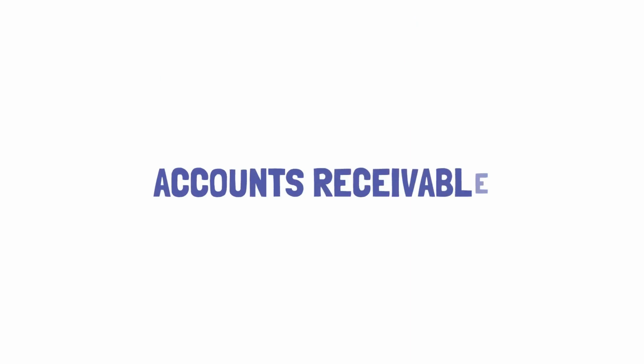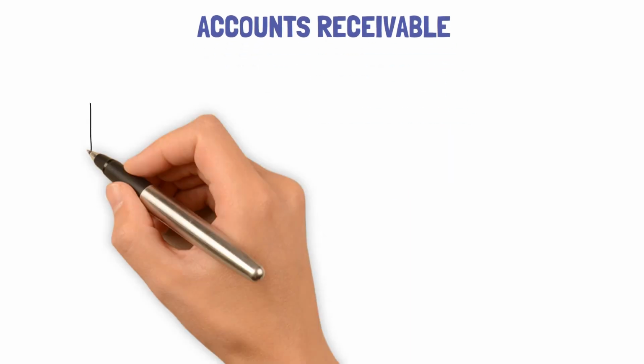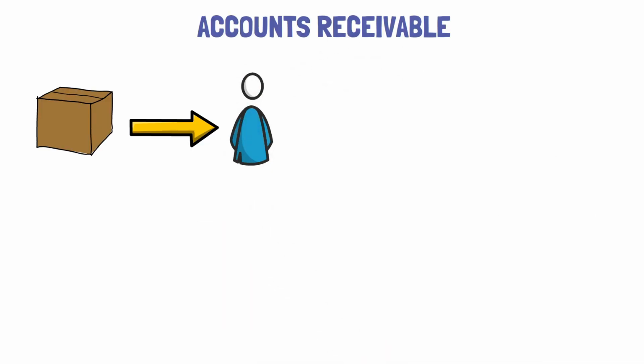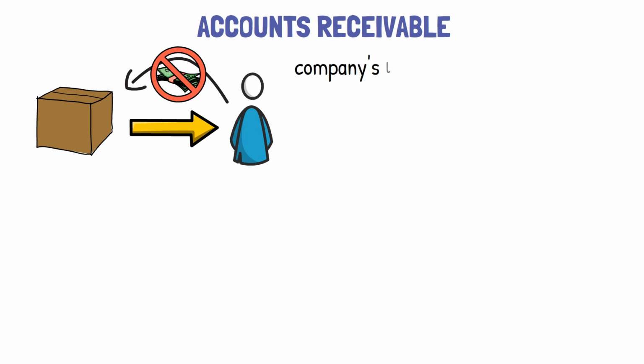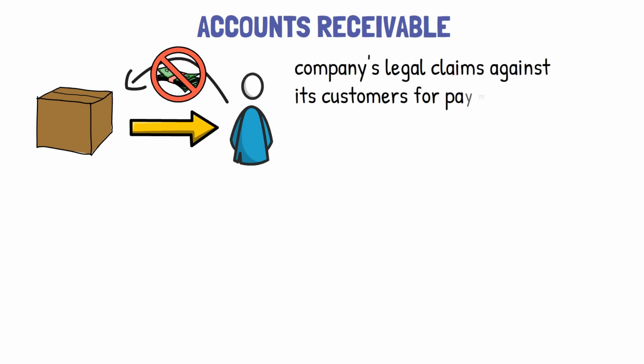Accounts receivable. Accounts receivable refer to the amounts of money owed to a company by its customers for goods or services that have been sold but have yet to be paid for. Accounts receivable represent a company's legal claims against its customers for payment and are considered assets on its balance sheet.